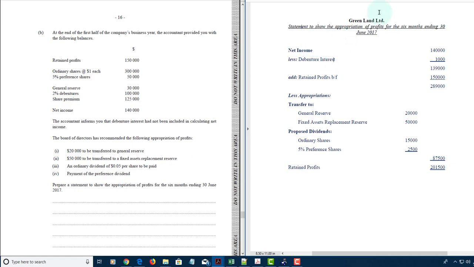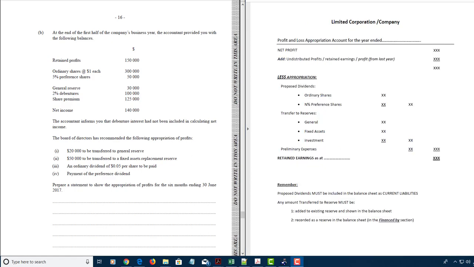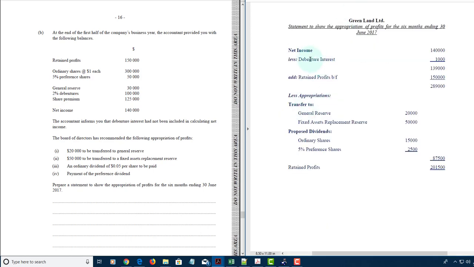Now, normally you would add your retained earnings immediately after your net profit. However, this particular question indicates to you that the accountant informs you that the debenture interest had not been included in calculating net income. So we're going to locate the net income, and from that we are going to deduct the debenture interest.